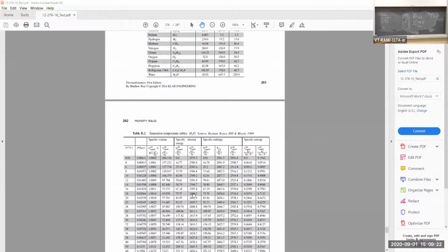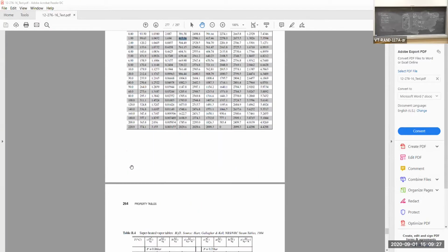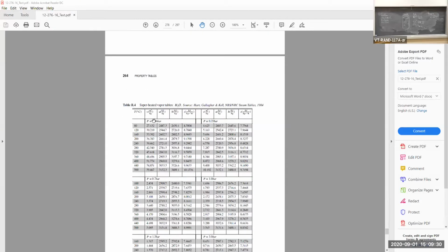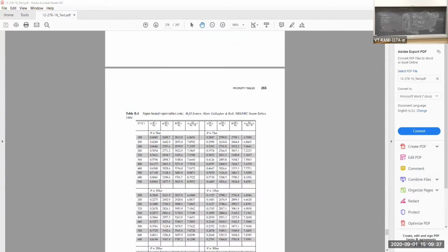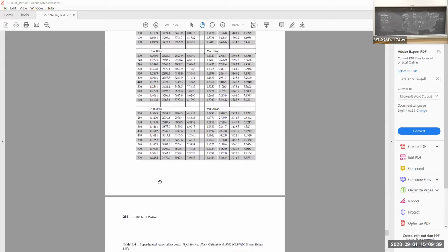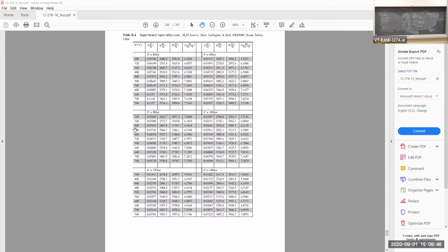So B1, saturation temperature table, saturation pressure table, superheated vapor table. Pressures are located in the header. Let's see if we can find a 120 bar here. This is all table B4. They're just a bunch of tables being continued. 120 bar. Here's 120 bar. Temperature is given here. Pressure is here. Let's see, 520 degrees C, 120 bar.